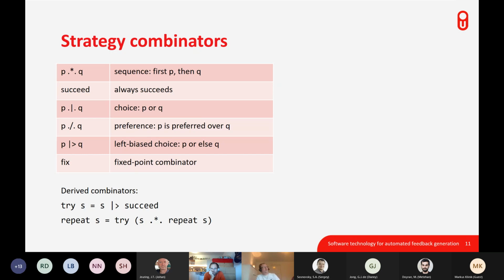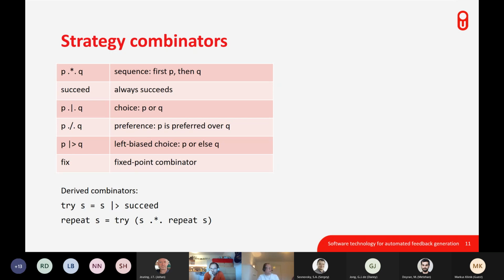Now, based on this set of very simple strategy combinators, we can define all kinds of derived combinators. For instance, we could try to apply a strategy S, which is basically the same as saying you should do S, or else you should succeed. And also the repeat combinator that I used in my example on the previous slide can be expressed in terms of this try combinator and just recursively using the repeat combinator in the following. So this is very neat. We can create a very rich combinator language based on just a few primitives.